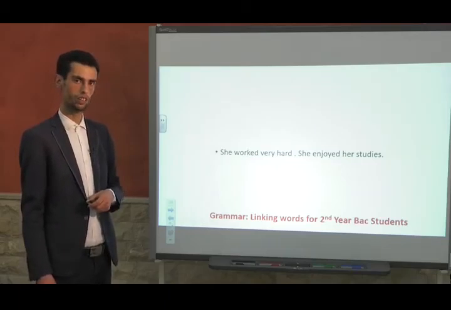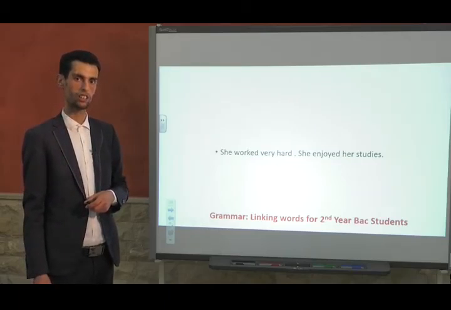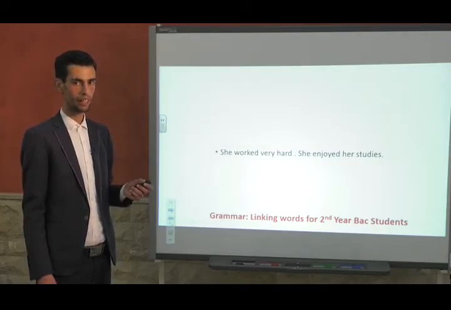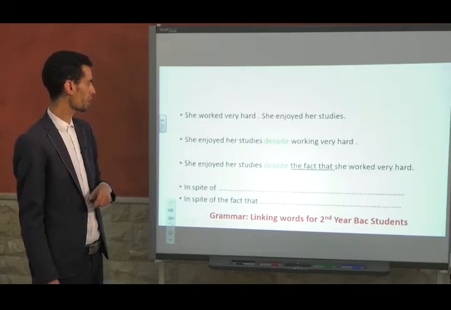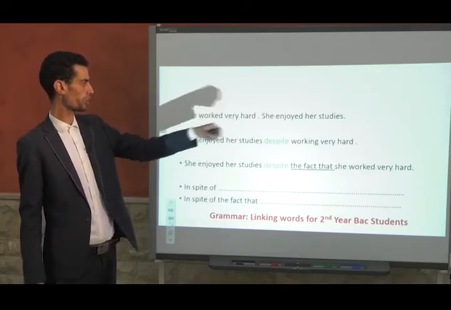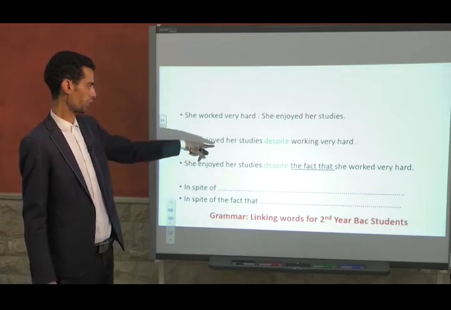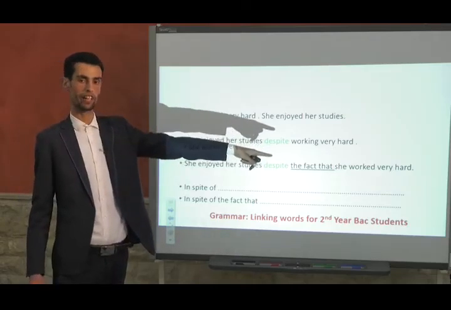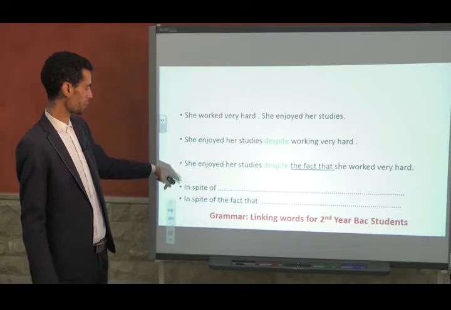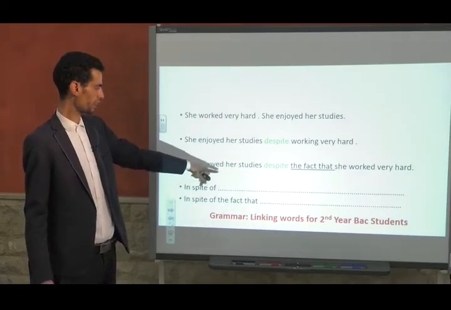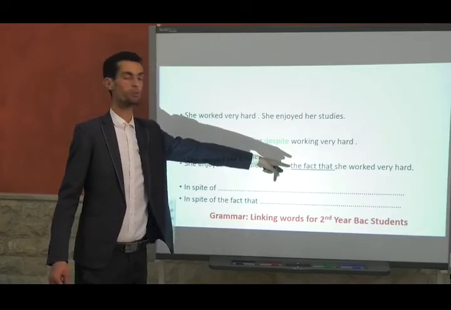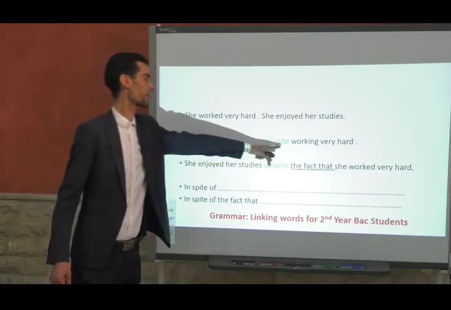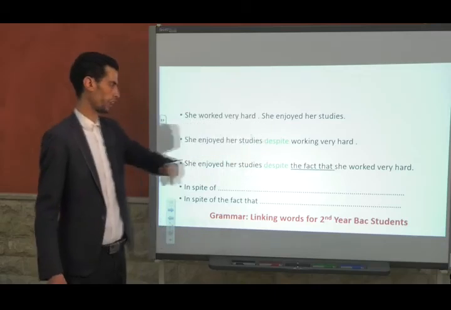Apply the rule: despite plus ing, plus noun or verb plus ing, or despite plus the fact that, and then you are going to say the same. So she worked very hard, she enjoyed her studies. She enjoyed her studies despite working very hard. Or I'm going to say, she enjoyed her studies despite the fact that she worked very hard. The fact that should be followed by a clause. Not here, it's verb plus ing, working.